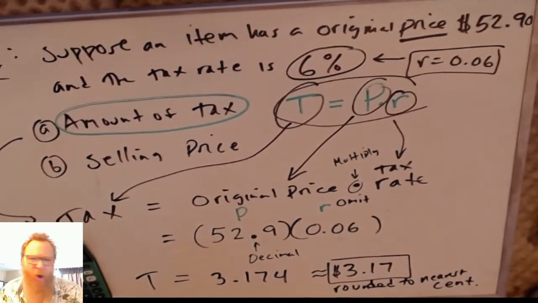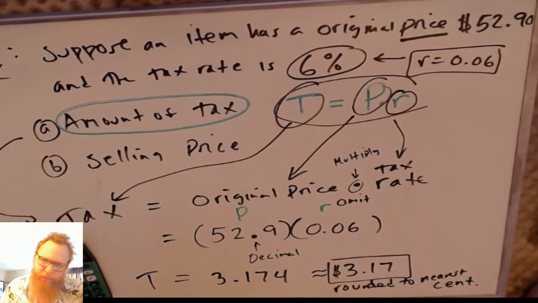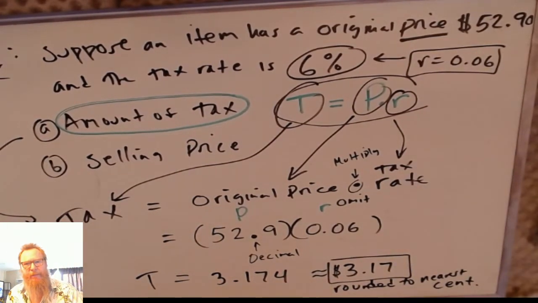Which I'm going to do in all of the problems today. I'm going to round to the nearest cent. I mean, if we're talking about money, which we pretty much are. All of these problems are going to do with money. All right. Notice the 4 is less than 5, so we just throw it away. It's $3.17. Okay. So that's part A, amount of tax, T.